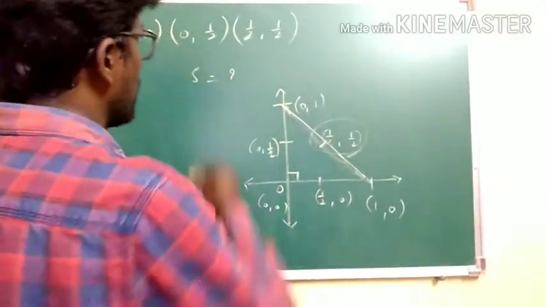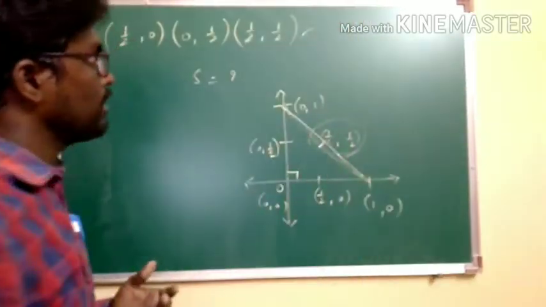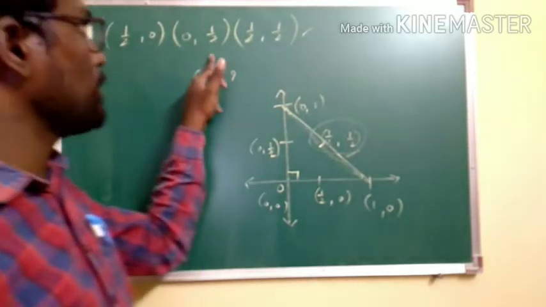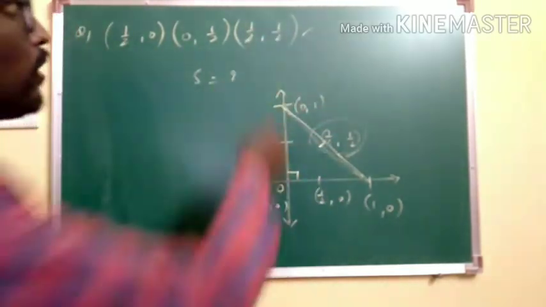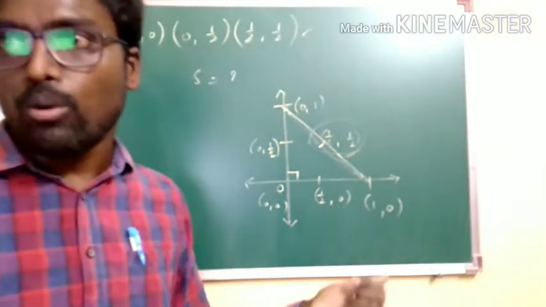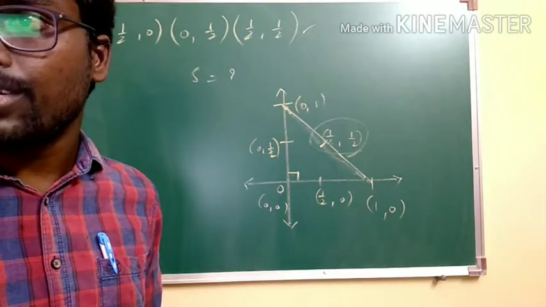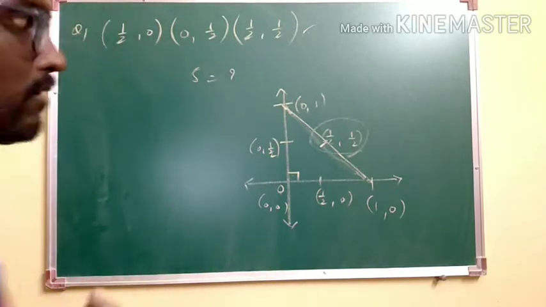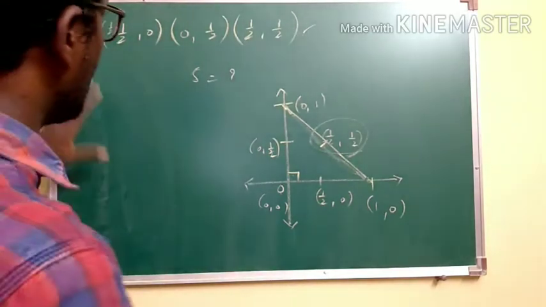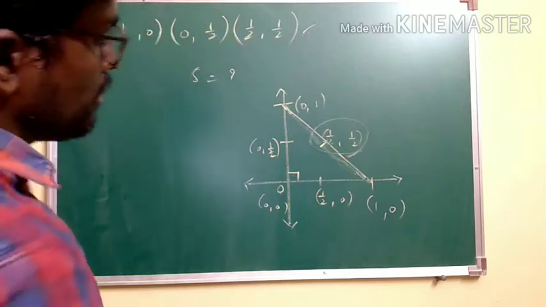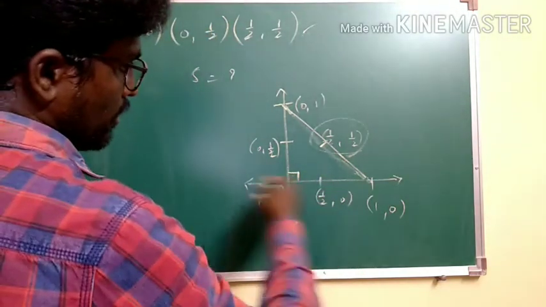So what is the circumcenter of the triangle whose midpoints are 1 by 2 comma 0, 0 comma 1 by 2 and 1 by 2 comma 1 by 2? See how logical it is. The question is very logical. Only the thing you should understand is the question. Here we are given the midpoints of the sides of the triangle. So that's the reason I just placed them on the number line.